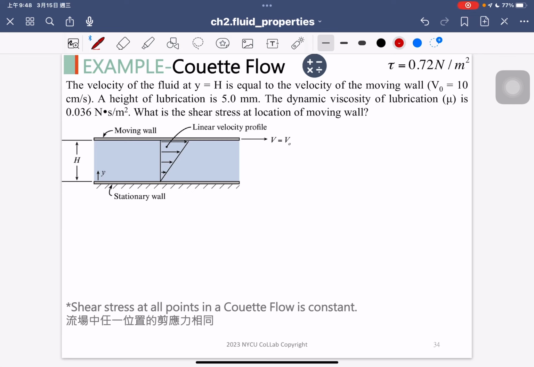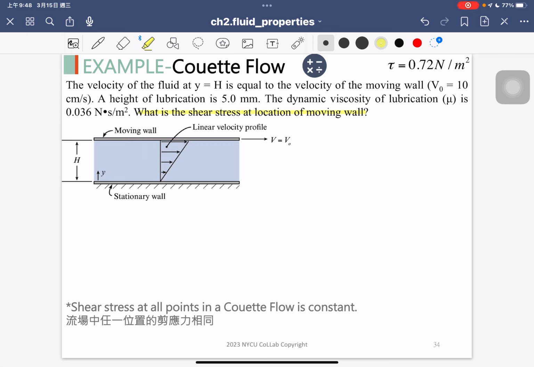So in the previous slide, we had the Poiseuille flow, indicating the laminar flow in a long pipe. And here we call it the Couette flow. We are trying to apply a special case of the linear velocity profile to predict the shear stress. So, what is the shear stress at the location of the moving wall? This is the question we should answer.